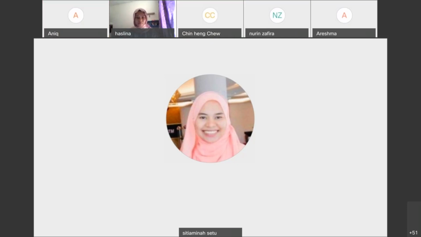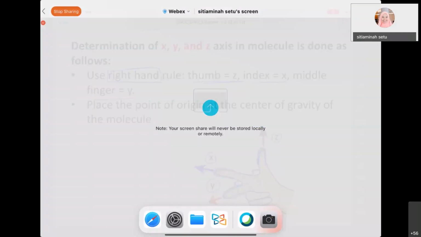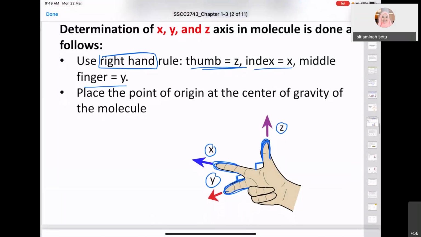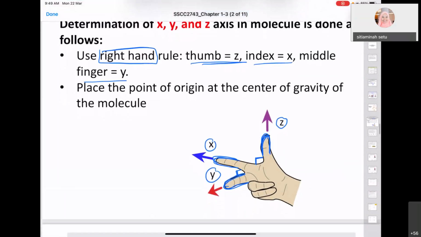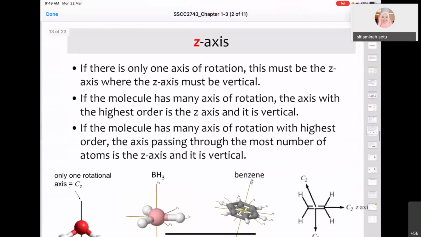So ingat ibu jari X. Apa ni? Jari telunjuk. Okay, ibu jari Z, jari telunjuk X dan jari tengah adalah Y. Okay. So nak tentukan mana satu Z, mana satu X, mana satu Y, dia ada dia punya peraturan dia.